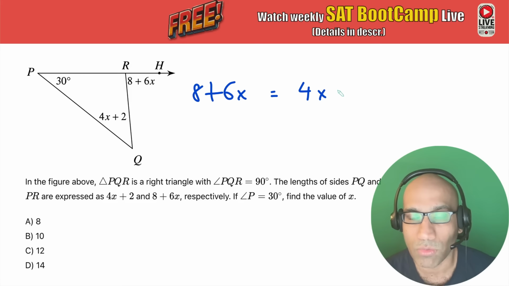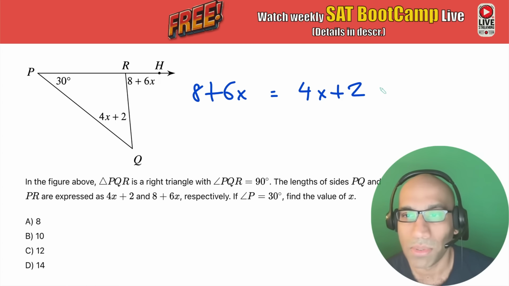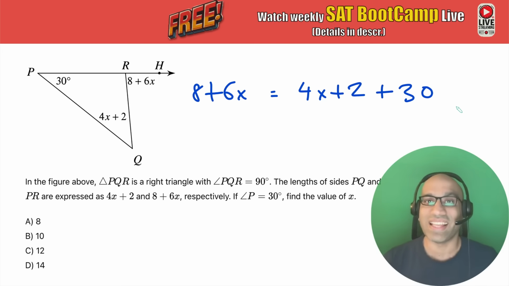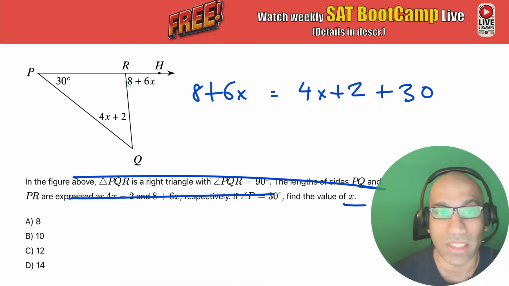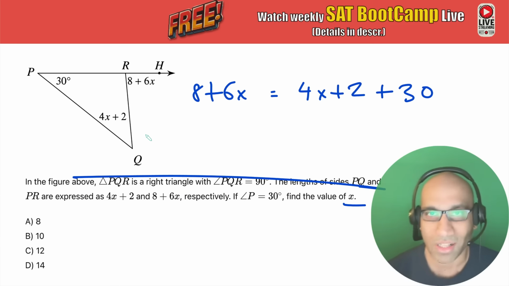So you can write this one, 4x plus 2, which is this one, plus 30. How easy is that? Now you just want to find the value of x. You don't even actually need to read this. You see this tail here? Boom, you solve this problem this way.